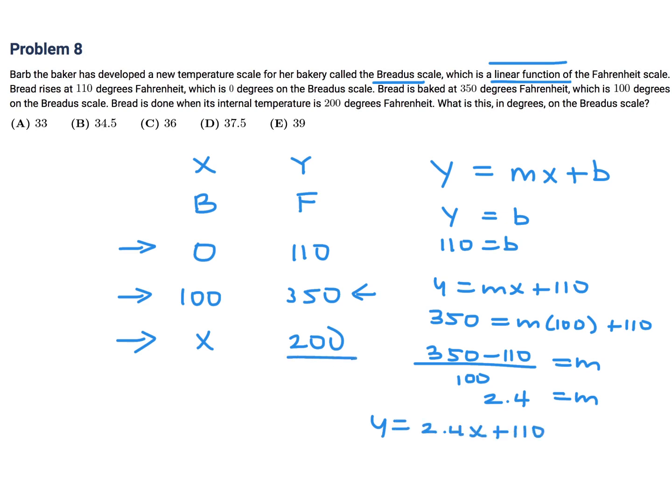And then when you sub in 200 for Y, you get 200 minus 110 over 2.4 is equal to X, and X calculates to 37.5. 37.5 is the answer.